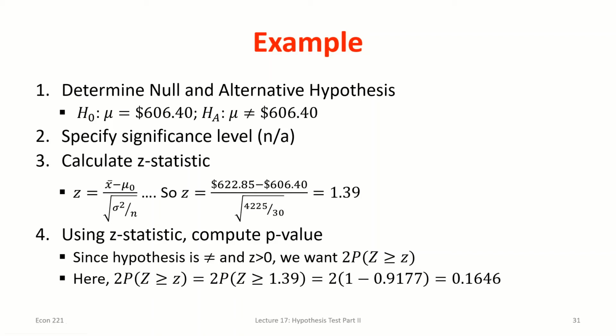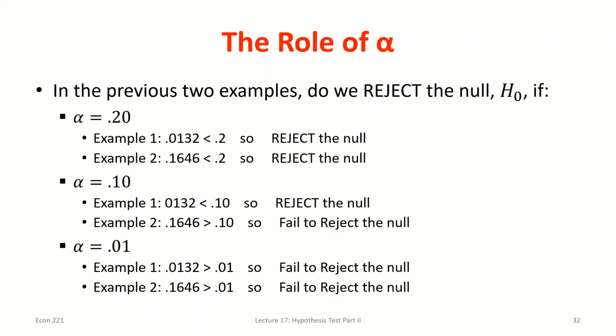So at what levels can I reject with this p-value? Well, I only reject if the p-value is less than alpha. Is this p-value less than alpha? 0.16 is not less than 0.1, it's not less than 0.05, and it's not less than 0.01. So I fail to reject at every single level. Here's a nice summary of that.